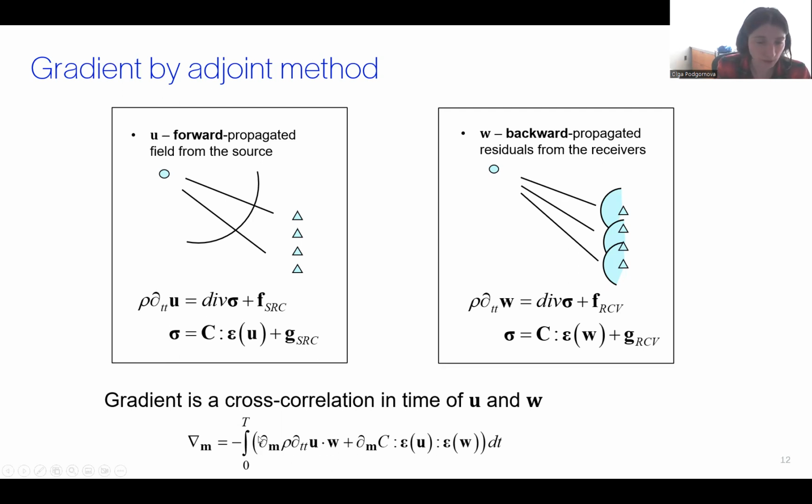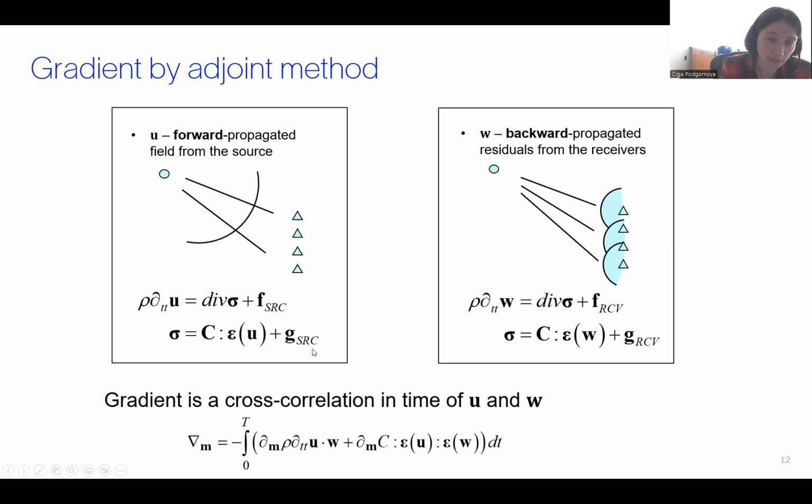For elastic, there are some derivatives involved, but let's not pay attention to that. This is just the forward propagated field U, cross-correlated in time with the backward propagated field W, and this is done for all spatial points of the domain. The forward propagated field is injected from the source, the source which was used in the field, and propagated to the receivers.